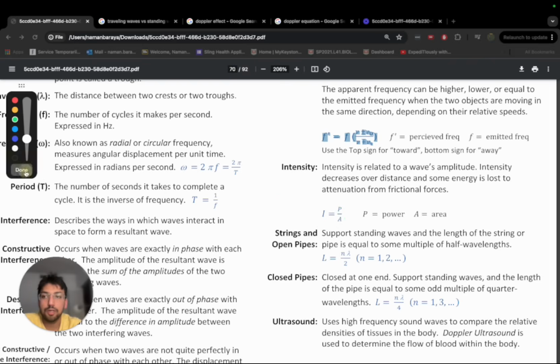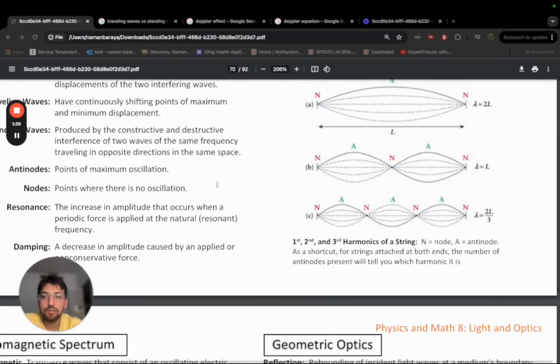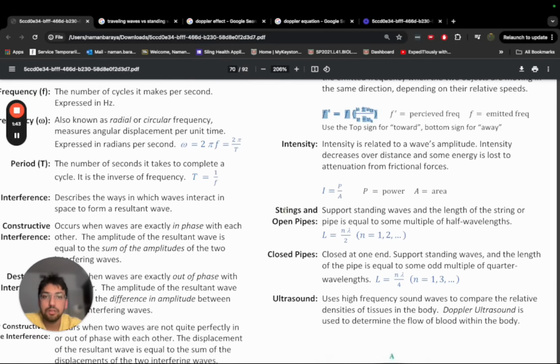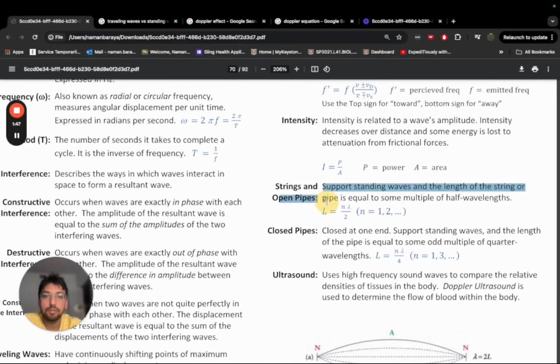Okay, this is where we get more into the things that I told you I'll get into, which is resonance and damping. So there's strings and open pipes. And we can have closed pipes and open pipes. So let's first talk about open pipes. Open pipes are represented by L equals N times wavelength divided by 2. And N is just any whole number, 1, 2, 3.